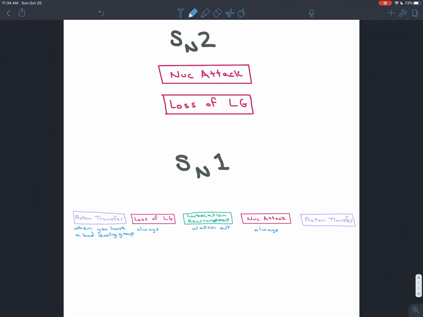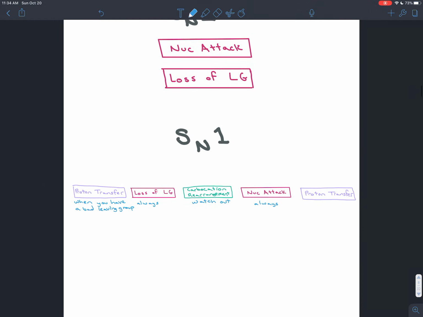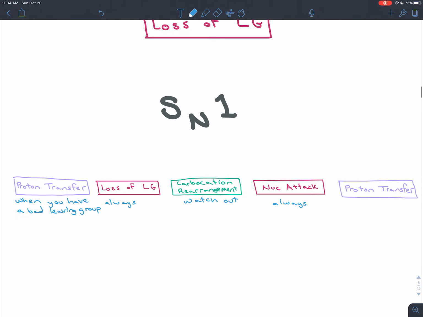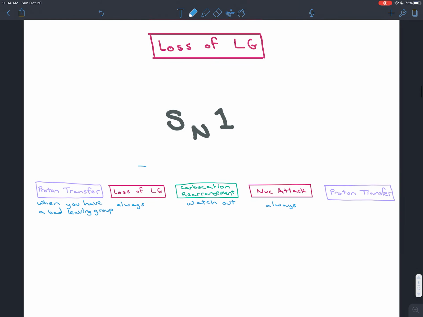In the video for exercise 718, we talked about how an SN2 reaction is pretty straightforward. You always have just nucleophilic attack and loss of a leaving group happening at the same time. But the mechanism for an SN1 reaction can be much more complicated. You still have those two standard steps always: loss of a leaving group happens first and then nucleophilic attack.